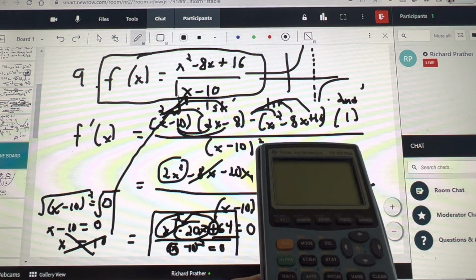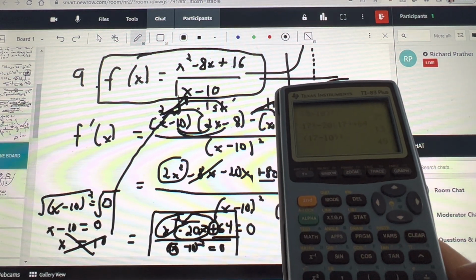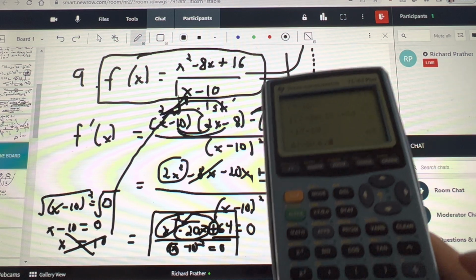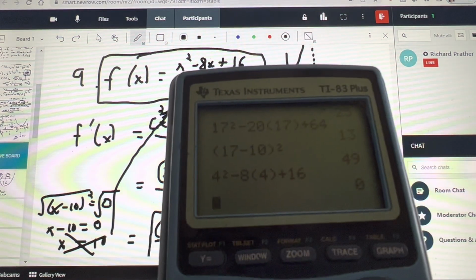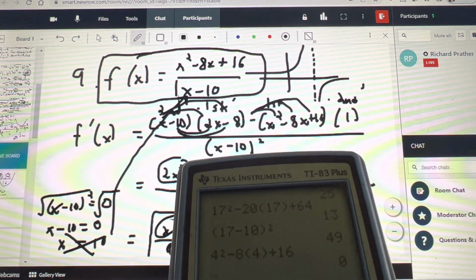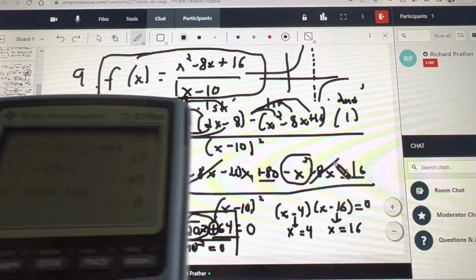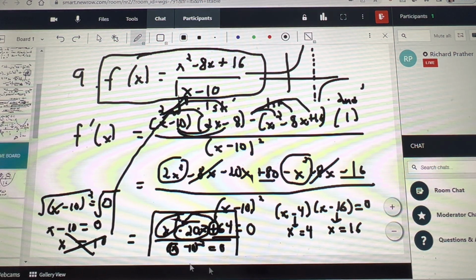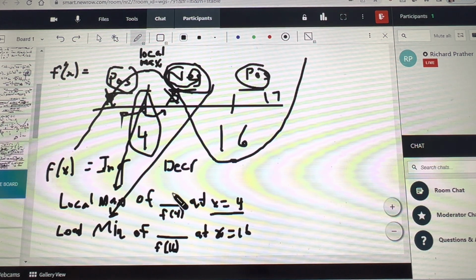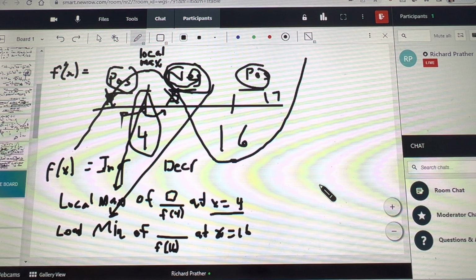Again, now we actually need to simplify this. We don't just care if it's positive or negative. So 4 squared minus 8 times 4 plus 16. The top is 0. And clearly, the bottom should not be 0. It isn't. 4 minus 10 is not 0. So 0 divided by anything is 0. So the bottom couldn't have been 0, because then we would have had another spot possibly for a critical number. So there's a local maximum of 0 at x equals 4. In other words, the coordinate 4, 0 is on the graph, and it's a local maximum there.